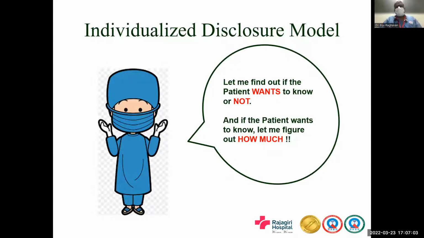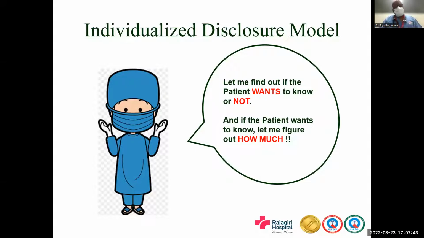Therefore, we come to a model called the individualized disclosure model. And what does that mean? It means that we have to find out what the person sitting in front of us wants. Whether the person wants to know or whether the person does not want to know. And you will tell the truth only to the person who wants to know. So we have to figure out what category the person comes in. Somebody who wants to know, somebody who doesn't want to know.